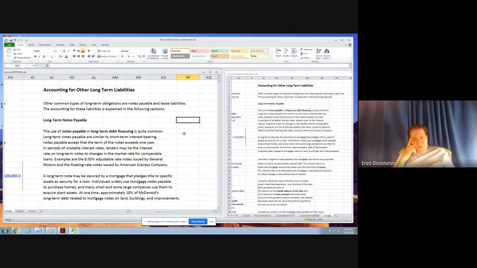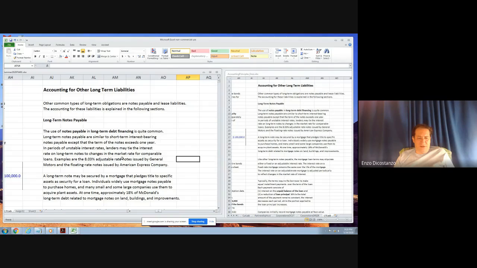Those are long-term notes payable, right? Short-term interest-bearing notes, except the term of the notes exceeds a year. So this is like a short-term note. Mortgages are like this. These are just some examples from the textbook.